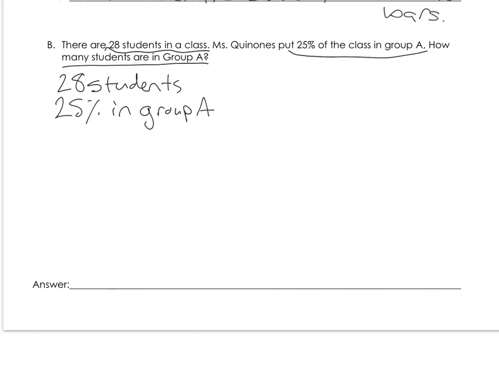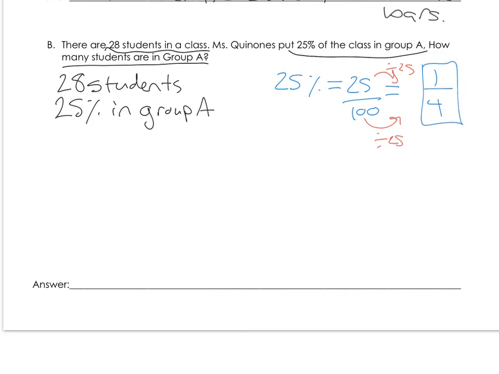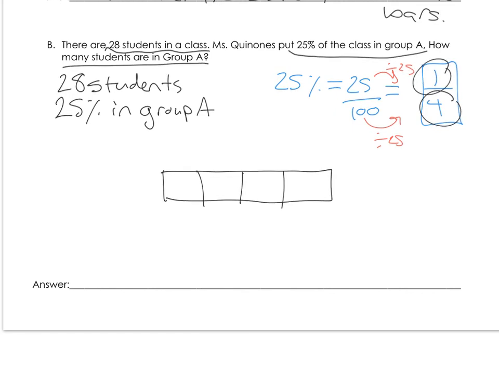Step number 1 is to convert our 25% to a manageable fraction. 25% is the same as 25 over 100 because a percent is just out of 100. We can simplify this by dividing both the numerator and denominator by 25. Divide 25 by 25 and divide 100 by 25, and you're going to get 1 over 4, which is a much more manageable fraction. So now we can do our bar model. Let's take our bar. We know it's a total of 4 pieces, and we shade in 1 piece.